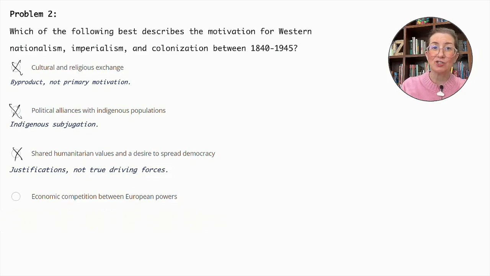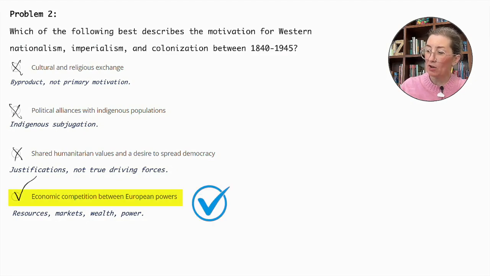The correct answer is economic competition between European powers. During this period, European nations were driven by the desire to acquire resources, expand markets, and increase their wealth and power, which fueled aggressive imperialism and colonization. Therefore, economic competition between European powers is the correct answer.